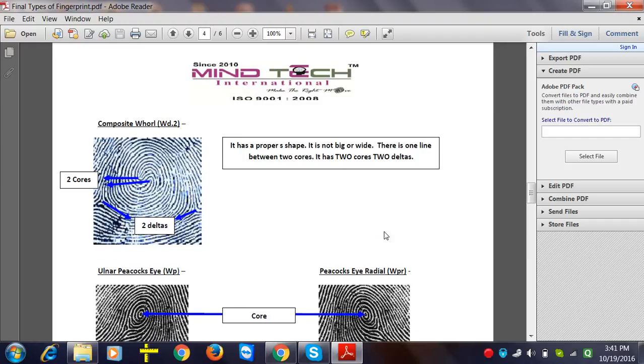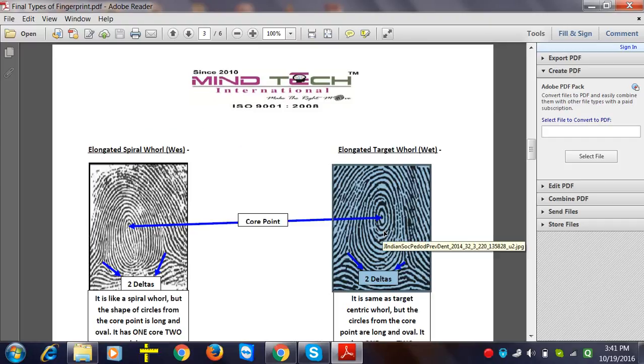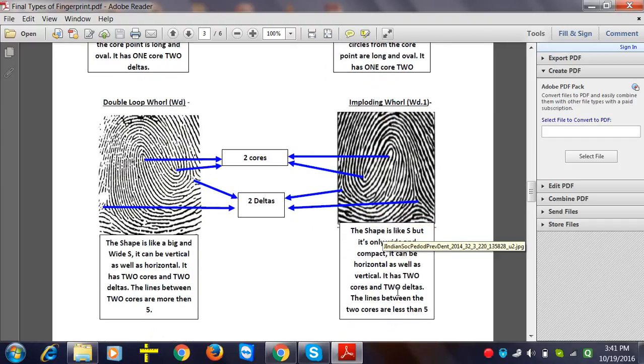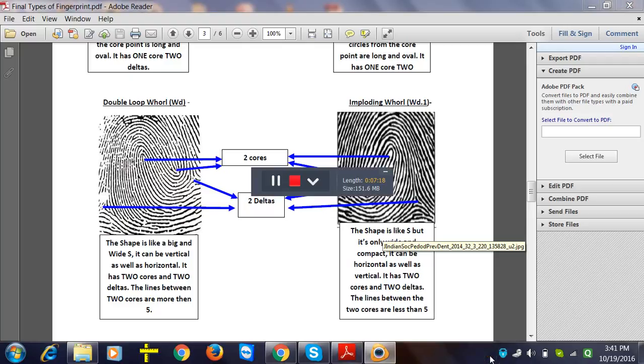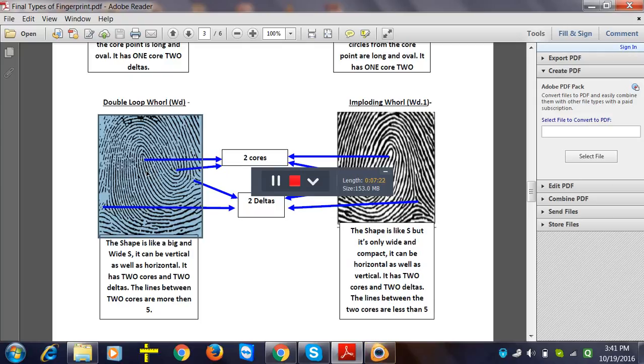Then we have double loop whorl, imploding whorl, and composite whorl. Now what is double loop whorl? In double loop whorl, there is a big wide S. It can be horizontal as well as vertical. There are two cores and two deltas. The lines between the two cores will be more than 5.